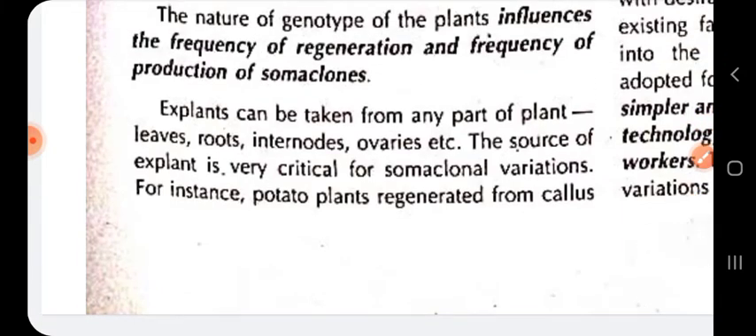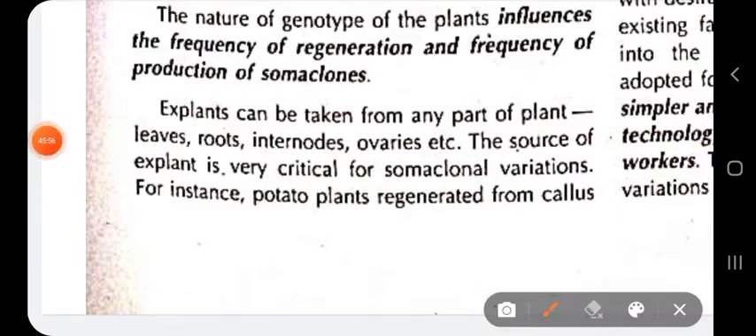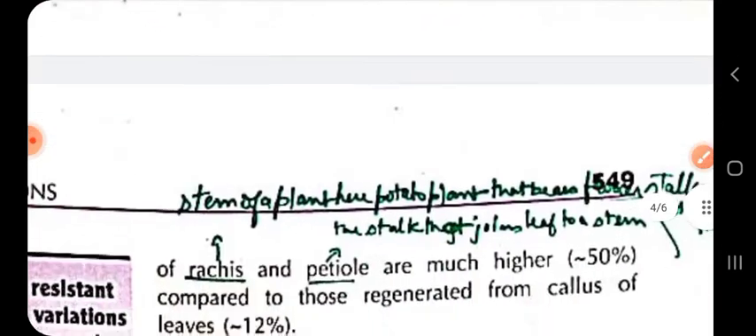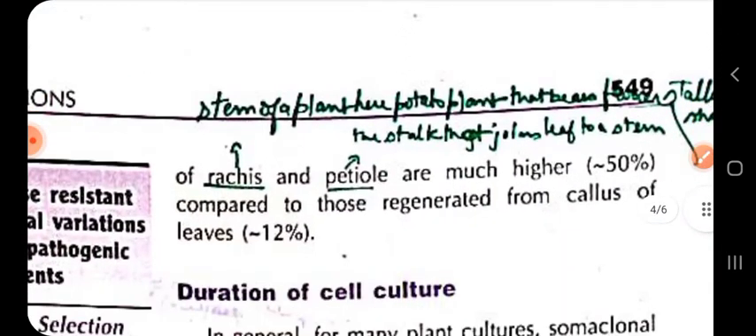It said that the source of the explant is very critical for somaclonal variation. What type of source we are taking is very critical, like the potato plants which are regenerated from the callus of rachis and petiole. They show a much higher degree of variability compared to those regenerated from the callus of the leaves.